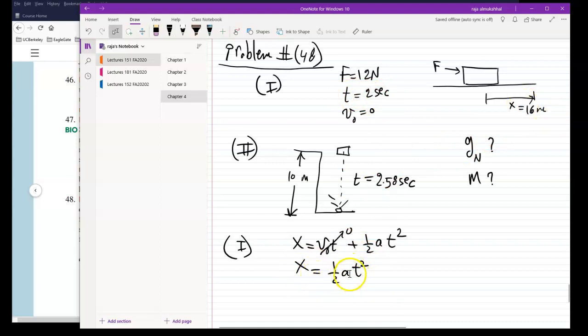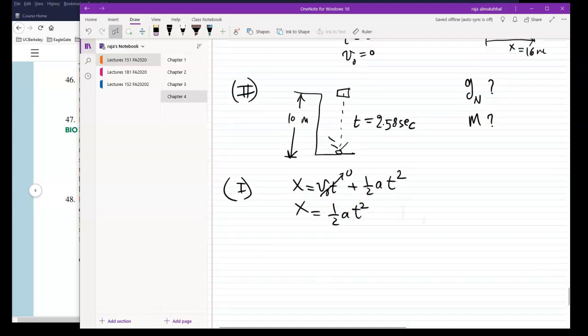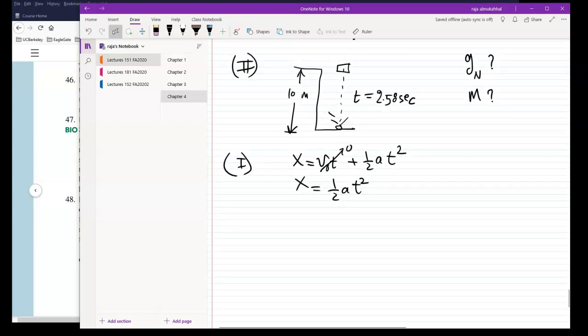And what do I get out of it? I'm going to get the acceleration. Do I need this acceleration? If you're still not understanding what's going on, bear with me. I'm going to show you why in a second. If I solve for a algebraically, it's going to be 2x over t squared. Plug it in: 2 times 16 over the time.